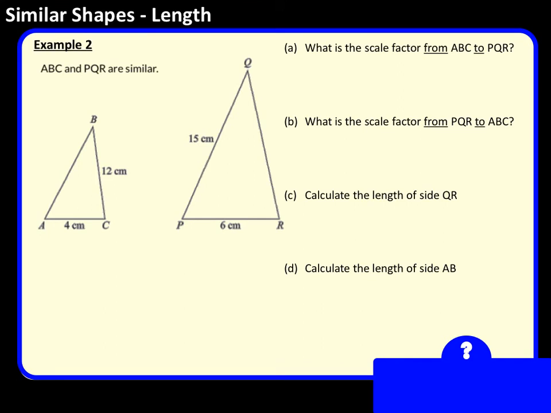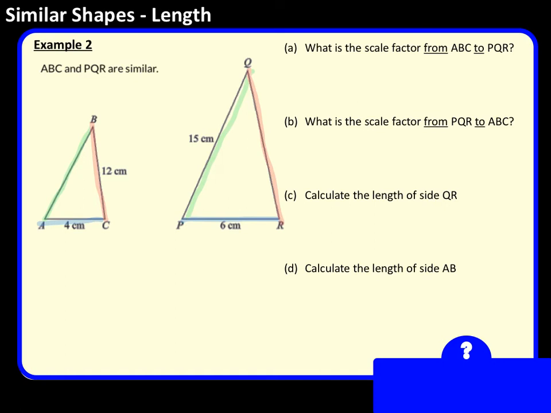Okay, so this time we haven't got any angles marked, but we are told that ABC and PQR are similar. So we can start off with our same process of highlighting. So base sides, I'm going to do blue. The more slanted side, I'm going to do green. And the remaining side, I'm going to do red.